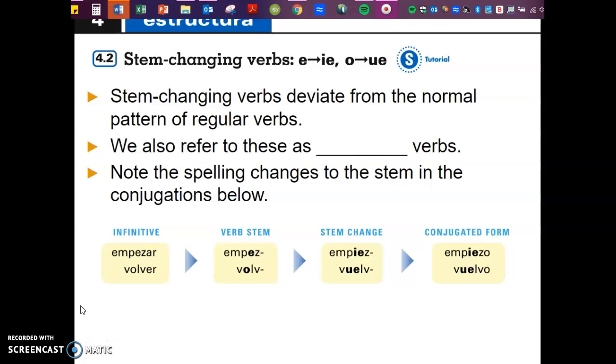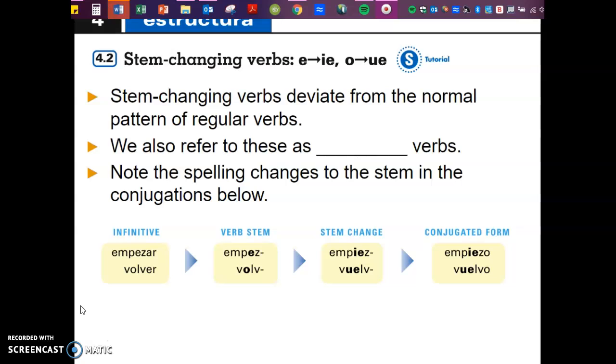This is our section of notes called stem changing verbs. You have E to IE and O to UE as it says on the top. You've probably already seen some of these types of verbs in the activities we did last week. They look a little bit different than what we've been working with. We've been working with a couple irregular verbs, but mostly verbs that are completely regular, with the exceptions of ser and estar, stuff like that. All right, without further ado, here we go.